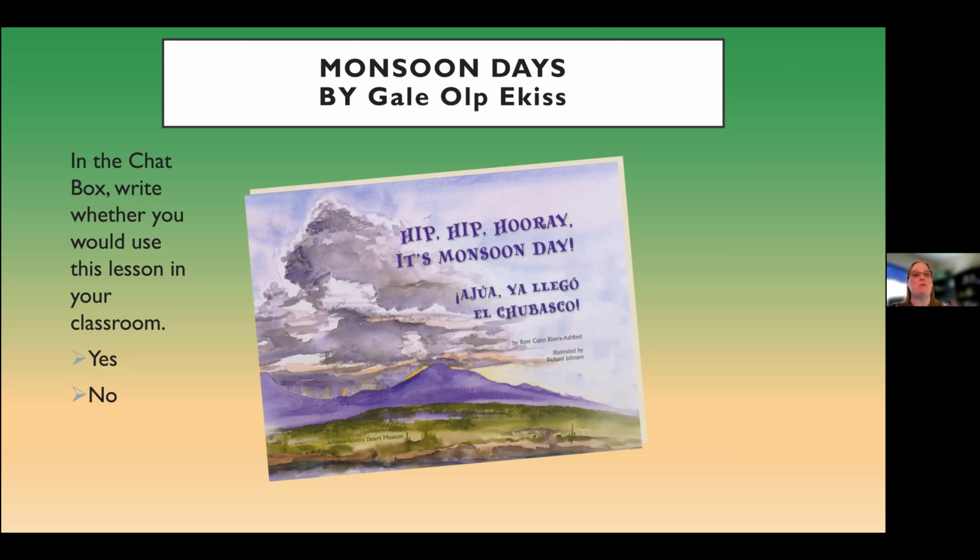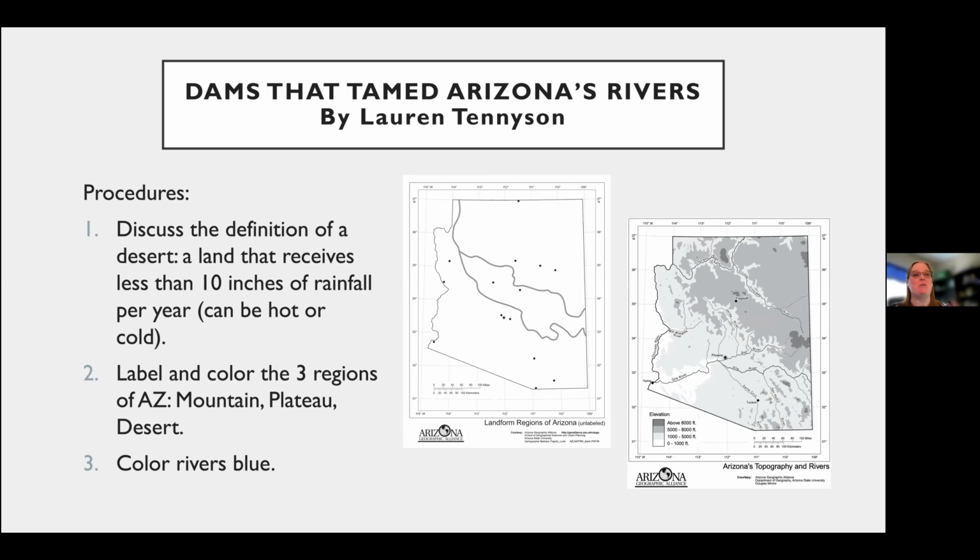All right. So our 4th one here we're looking at is called Dams That Tamed Arizona Rivers. It's hard for the students to understand that there are rivers in Arizona. And I was blessed to have a class called Stupid Things People Do with Weather. It was one of my college classes, and the professor of the class wrote a book of all the weird stories.